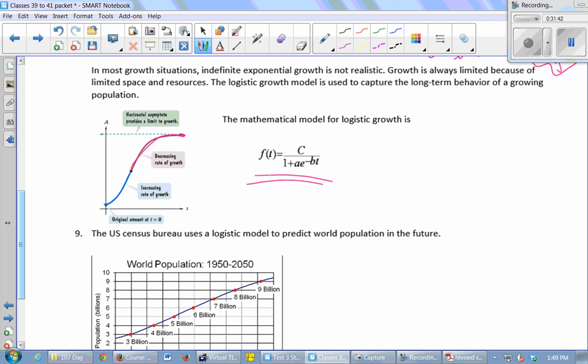We might have an assumption like that, and it might turn out that that's not true, right? It might turn out that we can squeeze more people than that in. Right, we could, because we can always build up.